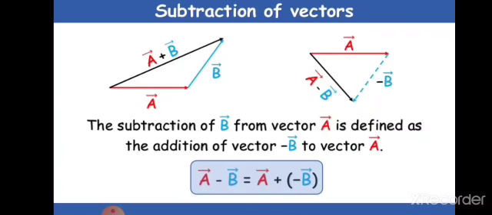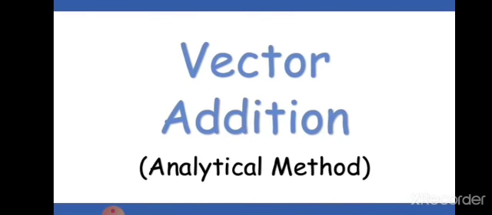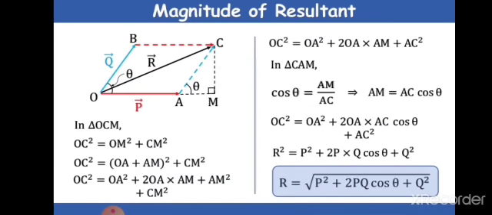So vector A minus vector B is equal to vector A plus, in bracket, minus of vector B. Now let us study vector addition by the analytical method. We have to study the magnitude and direction of the resultant of two vectors. So this is the derivation of the magnitude and direction of the resultant of two vectors.